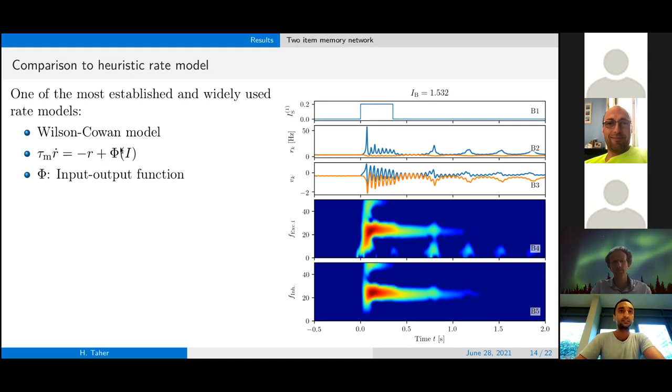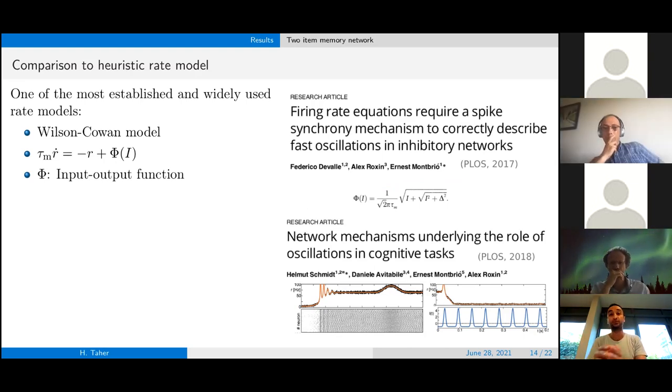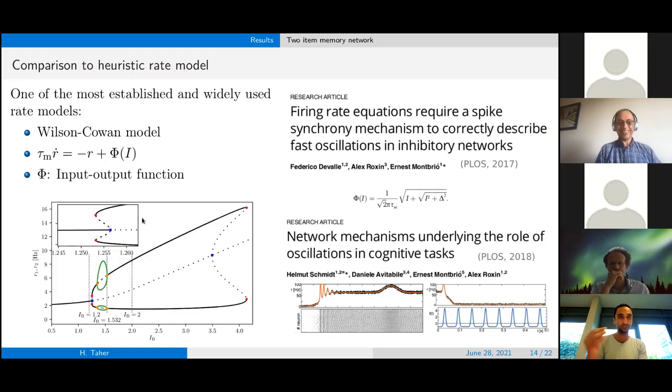This phi is an input-output relation. So depending on the input, we get some influence on the firing rate. And in 2017 and 18, there were two works which have chosen this phi in such a way that the state space structure is maintained compared to the model which I'm speaking about today. So we can use a Wilson-Cowan type model, but maintaining the same bifurcation structure.